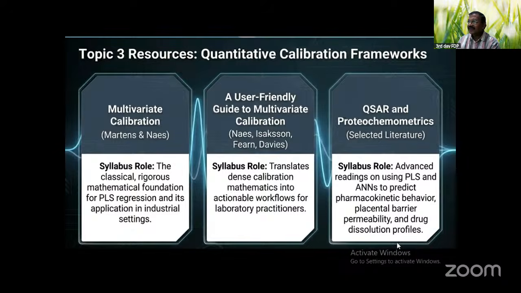The syllabus role is advanced readings on using PLS and ANNs to predict pharmacokinetic behavior, placental barrier permeability, and drug dissolution profiles for these experiments. This literature survey is required, from which we can get practical exposure.